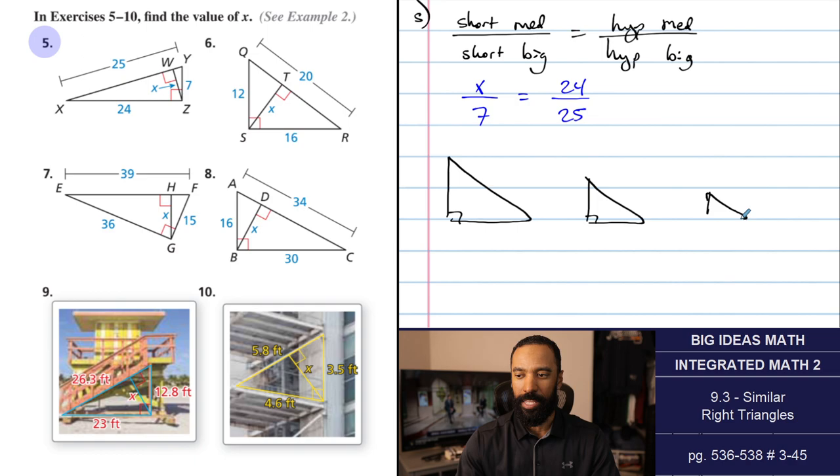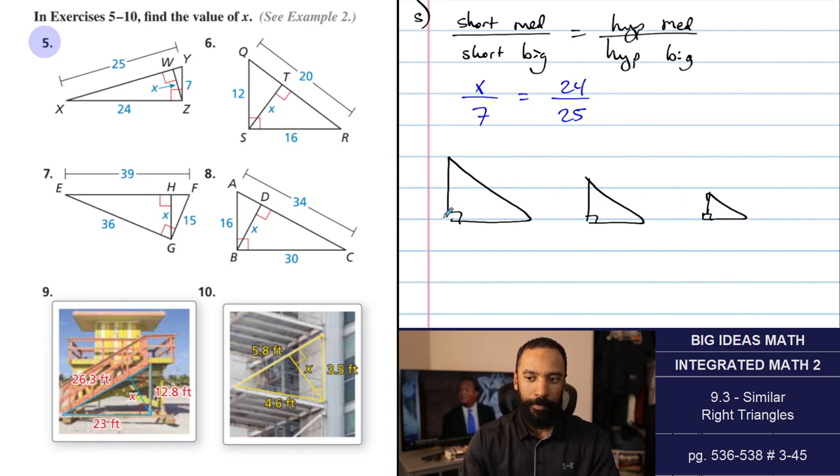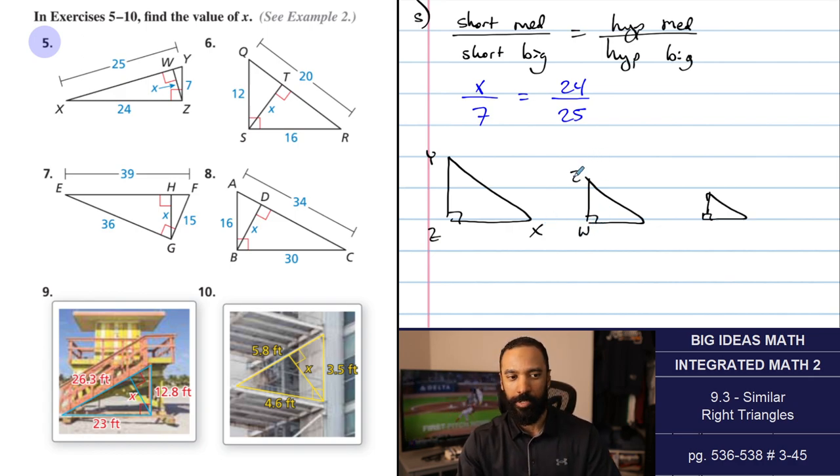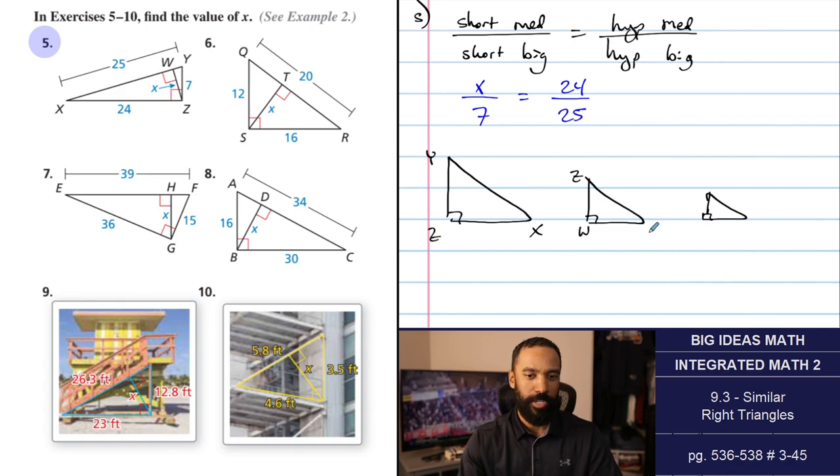Here's the big, medium, small triangles. In the big triangle, the right angle is Z. The short leg goes from Z to Y. The long leg goes from Z to X. In the medium triangle, the right angle is W. The short leg goes from W to Z. The long leg goes from W to X. In the small triangle, the right angle is W. The short leg goes from W to Y. Long leg goes from W to Z.